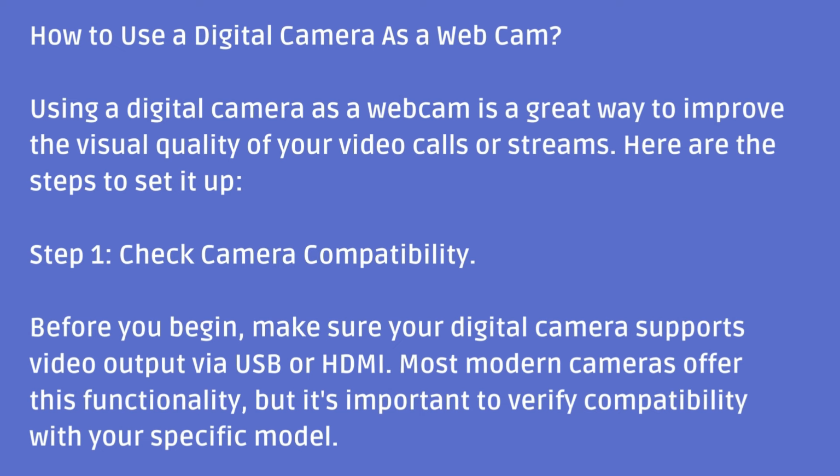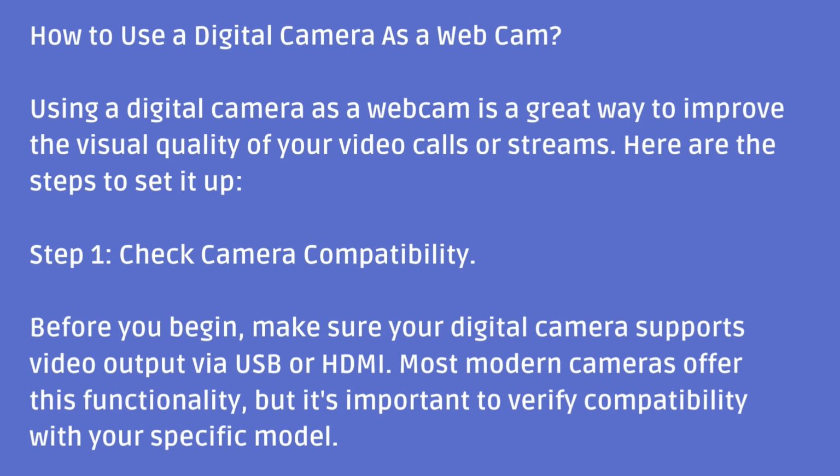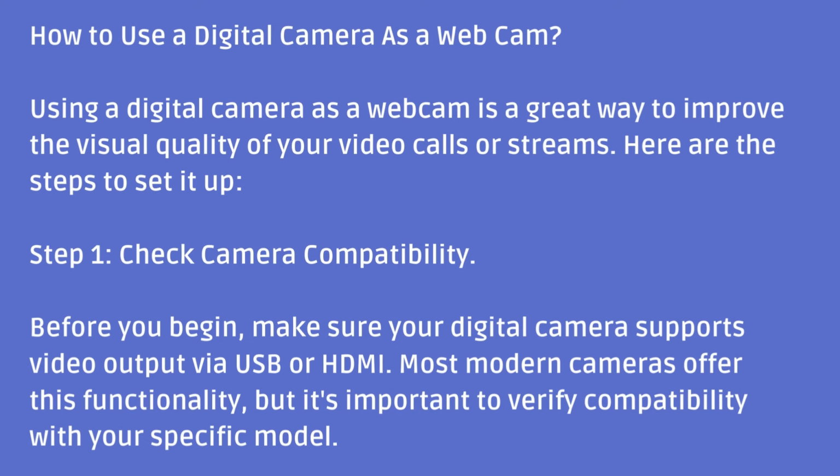Using a digital camera as a webcam is a great way to improve the visual quality of your video calls or streams. Here are the steps to set it up. Step 1. Check camera compatibility. Before you begin, make sure your digital camera supports video output via USB or HDMI. Most modern cameras offer this functionality, but it's important to verify compatibility with your specific model.